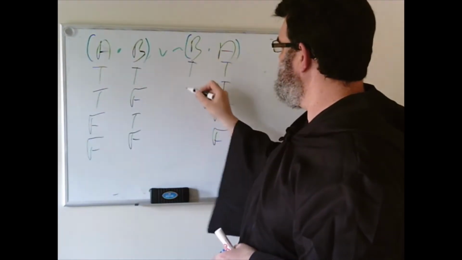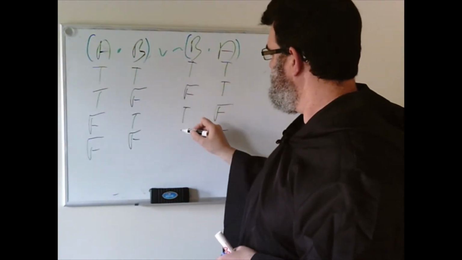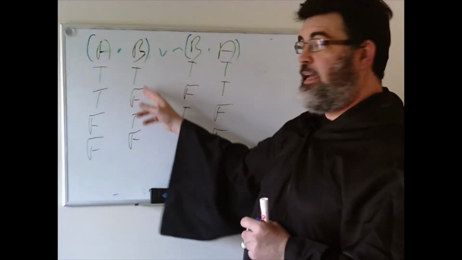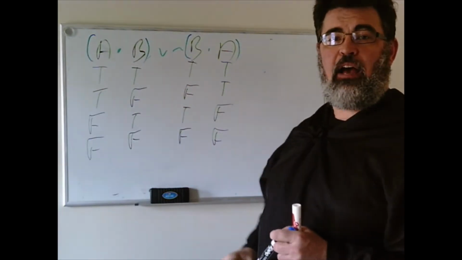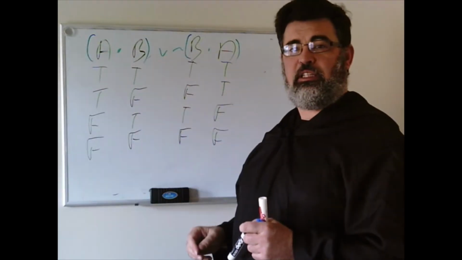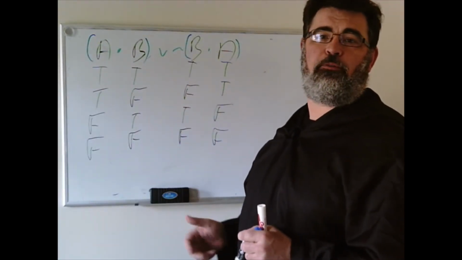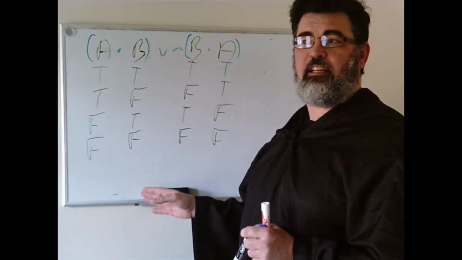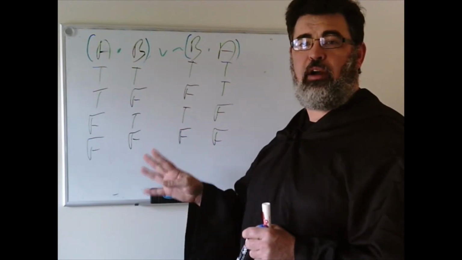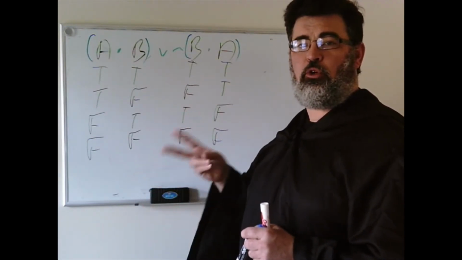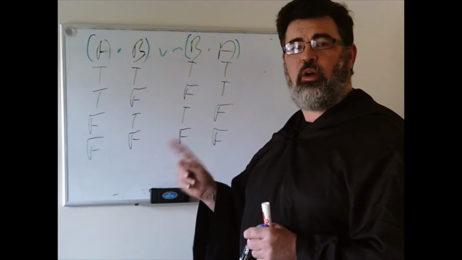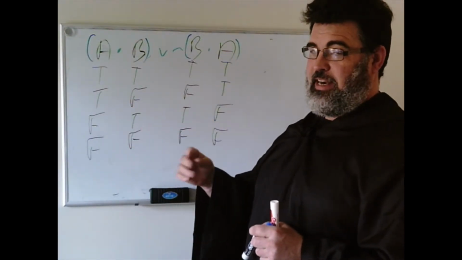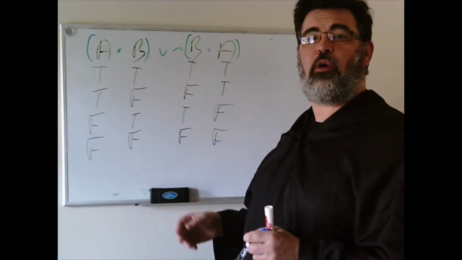And again, that repeats every time I see that letter. And I keep doing that until I get to alternating. So if I have 3 letters originally, I will have 2 to the power of 3, which is 8. And then my first column of letters will be 4 T's and 4 F's, and then 2, 2, 2, 2, and then 1, 1, 1, 1, 1, 1, 1, 1. If I have 4 letters, then I'd have 16 rows going across.